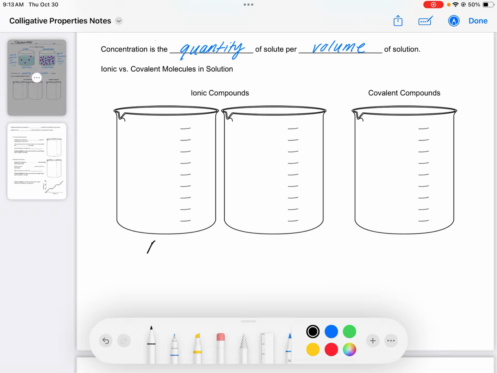So in this beaker here, we're going to look at NaCl, which is an ionic compound. It is between a metal, sodium, and a nonmetal, chlorine. And what does it look like when it dissolves in solution? What does it look like when it dissolves in water? Ionic compounds, when they go into solution, what happens is they break apart into their individual ions. So when I take NaCl and put it into solution, it's going to break apart into its ions.